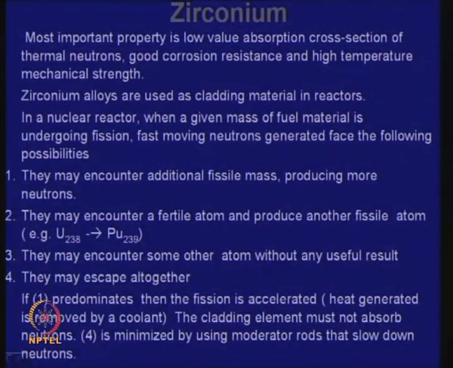It is not lost into something useful, some other material, but it simply escapes the system. Now, if the first thing predominates, means one predominates, then the fission is accelerated, because from one neutron you are producing two neutrons, they are producing some more neutrons, and the heat generated is removed by a coolant.